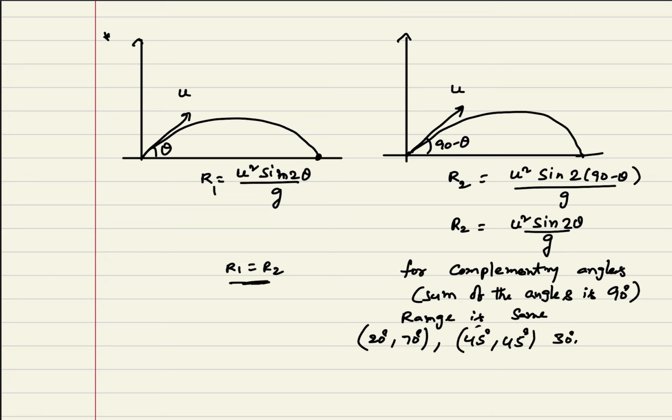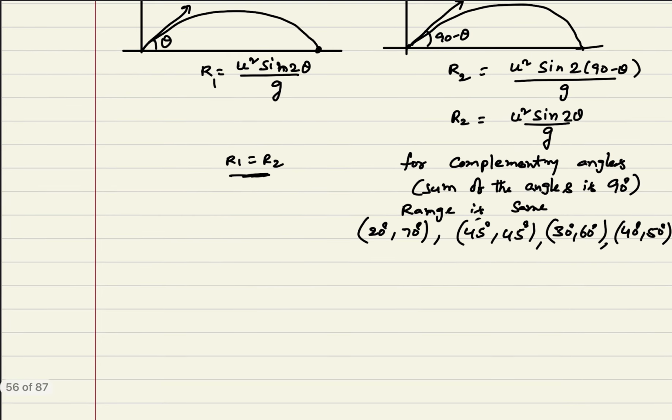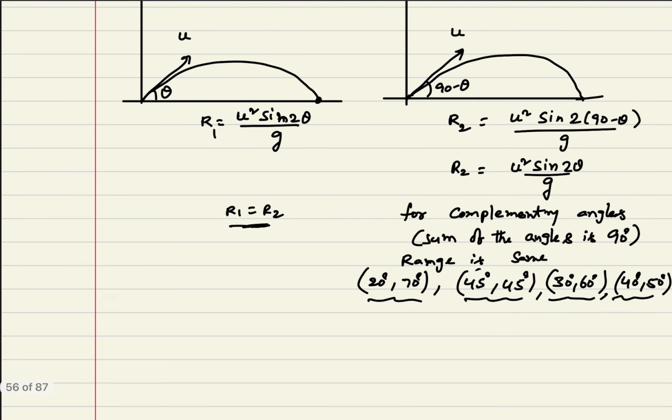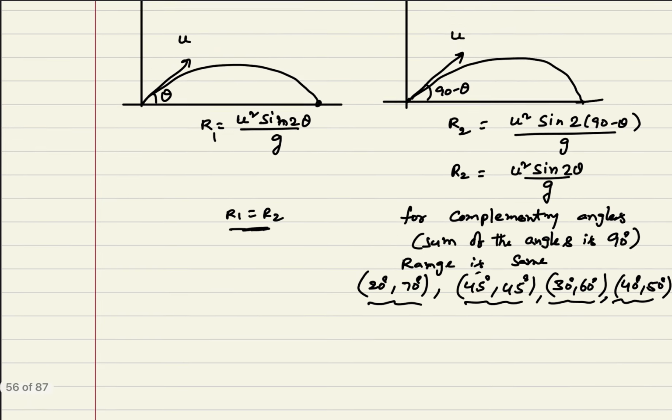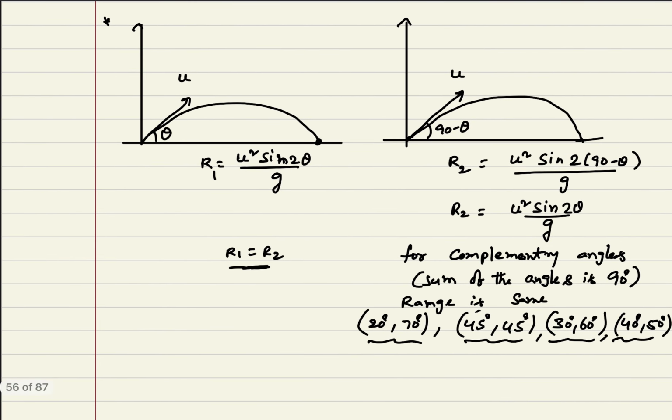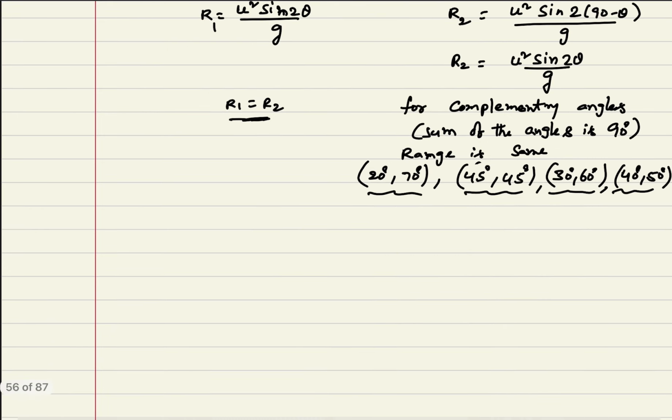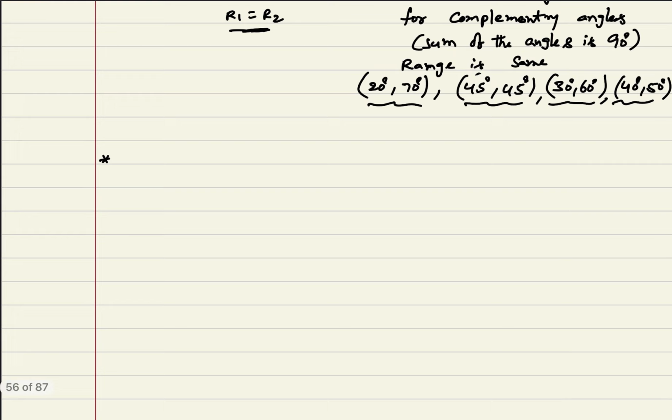Next, 30 degrees, 60 degrees. Similarly you can write 40 degrees, 50 degrees. Like that, different sets you can write. Okay, the range is the same. All these ranges will be the same. If two projectiles are projected with the same initial velocity with complementary angles, the range will be the same. Okay, you can observe that. If any problems are more related to the maximum height and time of flight, in those cases we can compare the relations. Okay, next one, horizontal projectile motion.